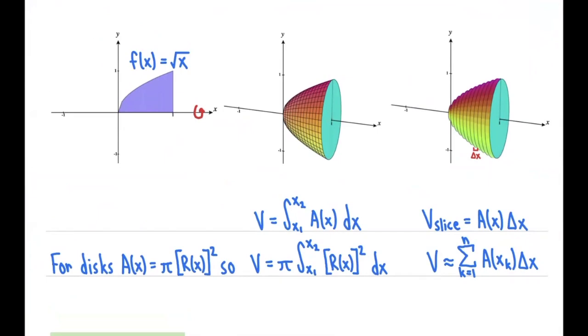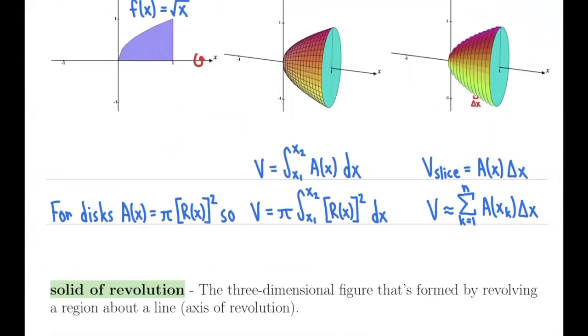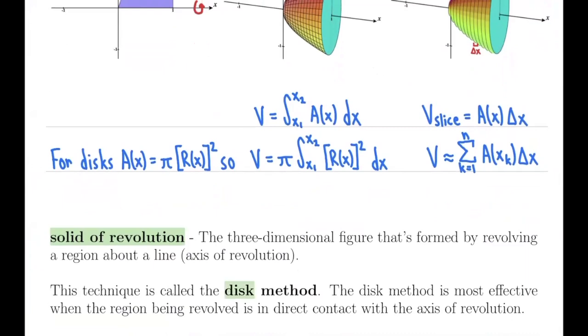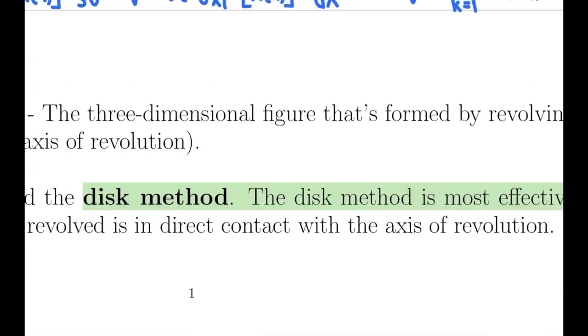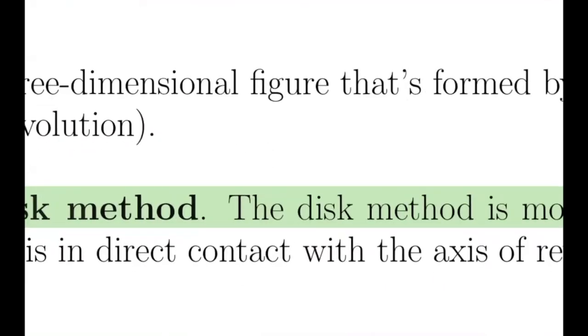Anyway, so this technique is known as the disk method. I never could have guessed that. Can we call it the ham method instead? Let's call it the D's method. I think the ham method is better.